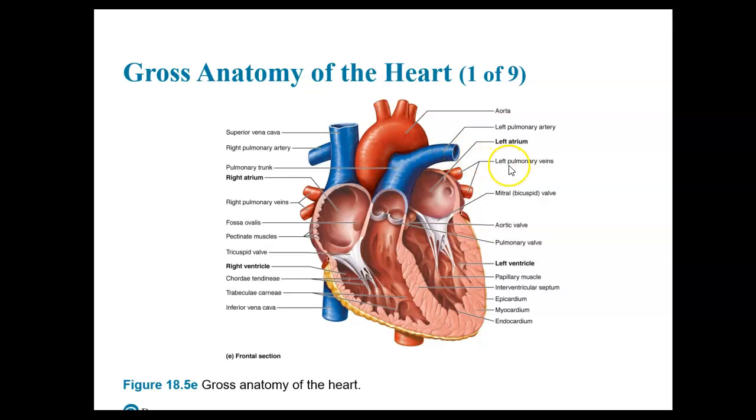Now, your blood that has become oxygenated is going to come back to the left side of the heart through the left and right pulmonary veins. It's going to enter your left atrium, and the left atrium and left ventricle are separated by the bicuspid valve, which we also call the mitral valve. And in medicine, you should probably know that as the mitral valve.